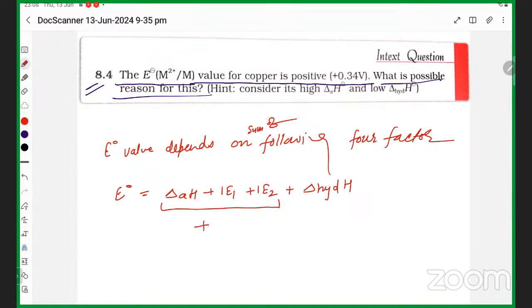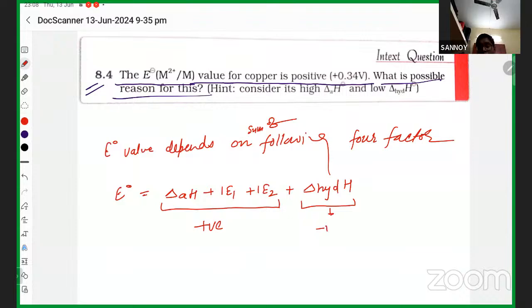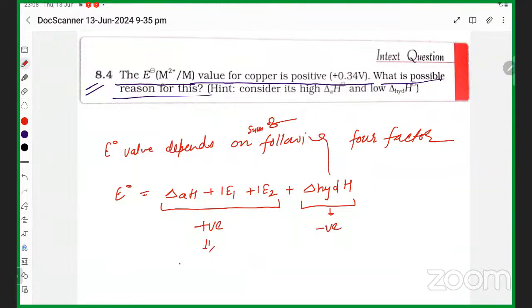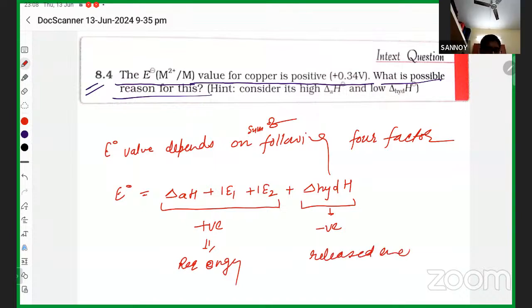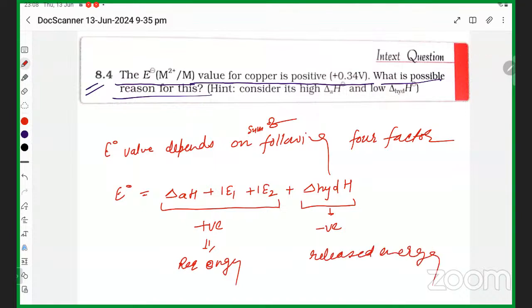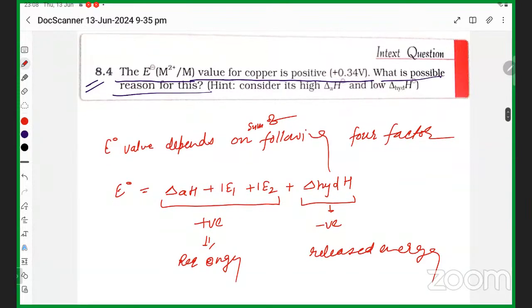These three are positive, and this one is negative. Why positive? These are the required energy, meaning energy absorbed, and this is the released energy. IE means ionization enthalpy: first ionization enthalpy, second ionization enthalpy. Now they are saying this is positive. Which factor will be more positive?